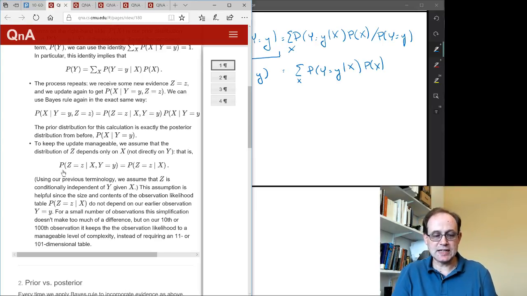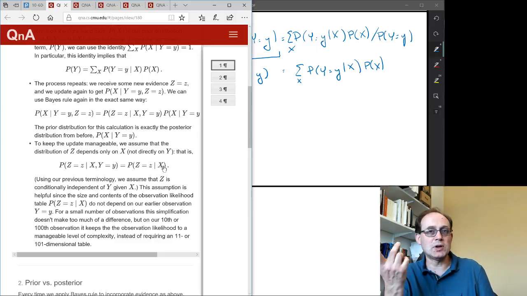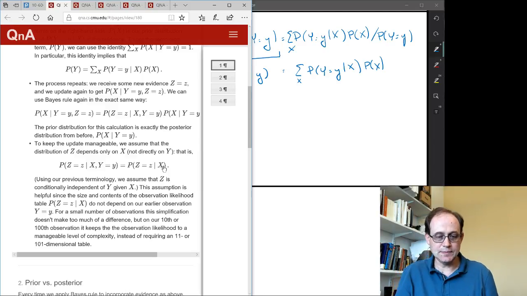So in symbols, that's P of our observation given x and our previous observation is the same as just P of our observation given x. And if you remember, we ran across an equation like that before, and we called it a conditional independence statement. In particular, we're saying that z is conditionally independent of y given x.